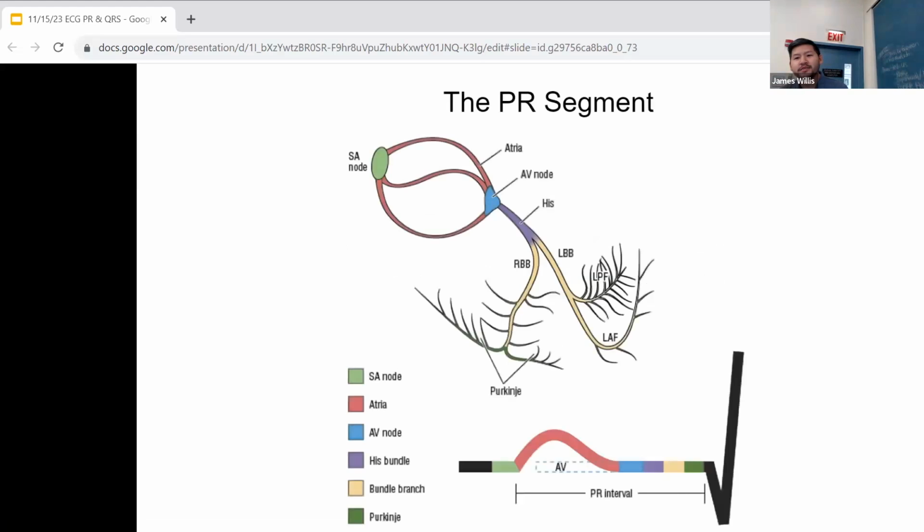Just a reminder, the PR interval doesn't just consist of the AV node. It involves also the bundle of His and the bundle branches up until the impulse hits the myocardium. That's when the QRS complex starts.